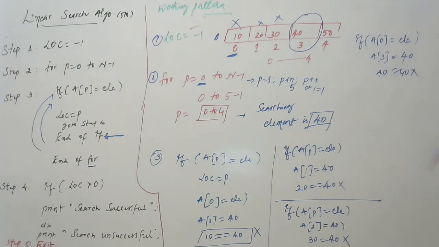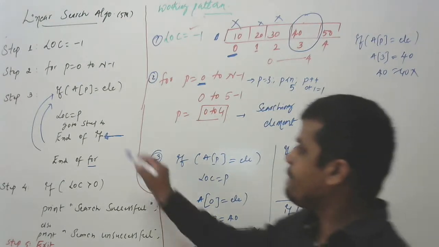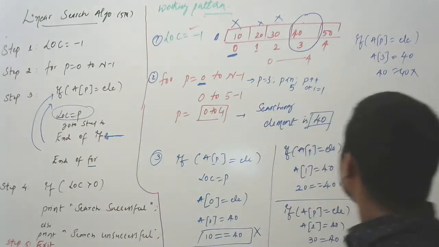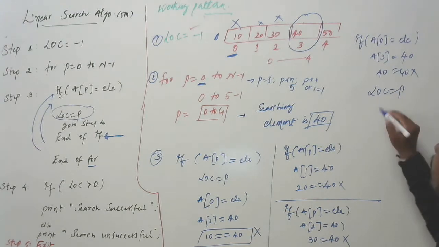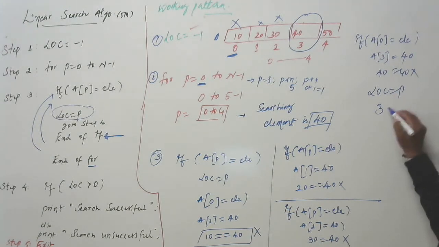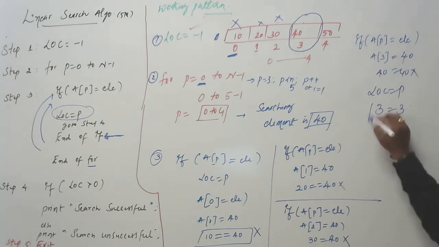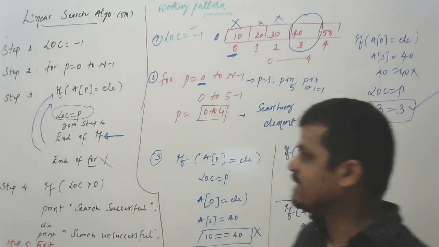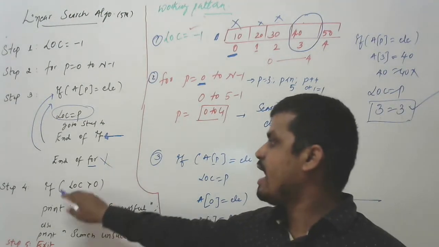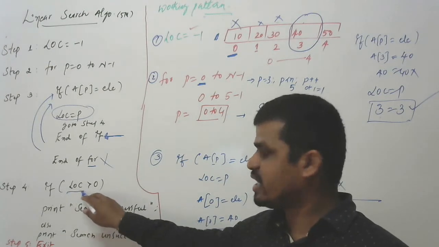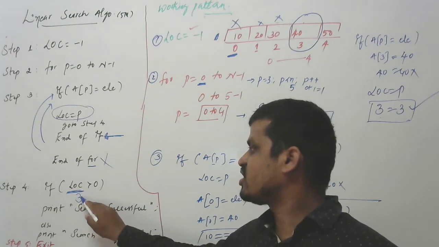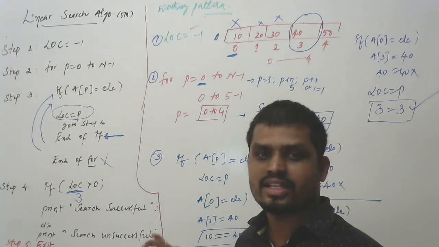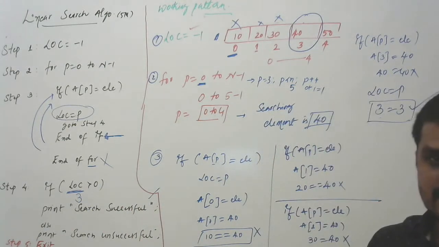When you find this particular searching element, the compiler will execute this particular block: that itself is the location equals p. So location is 3 and position also 3. Both are the same. Condition matches. Once the condition matches, the compiler ends the for and comes to here. In which location is it available? Third location. Is 3 greater than 0? Yes. Condition is true, so search will be successful.